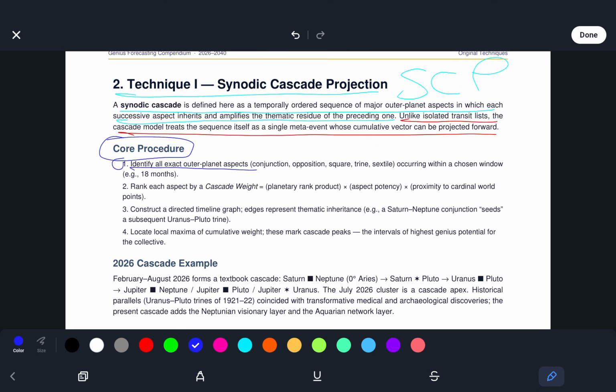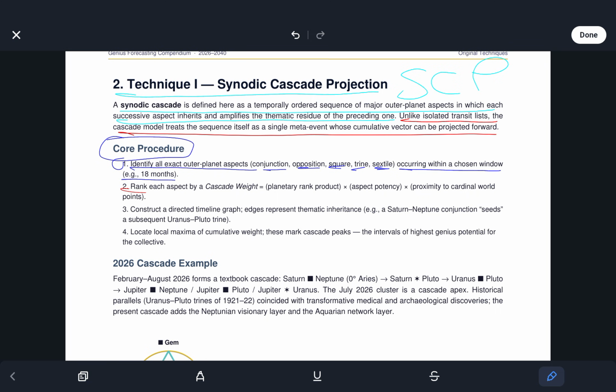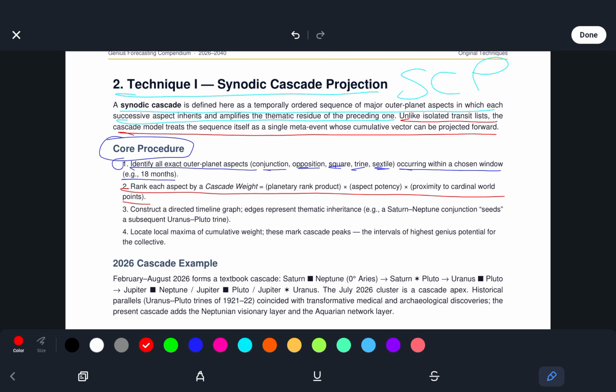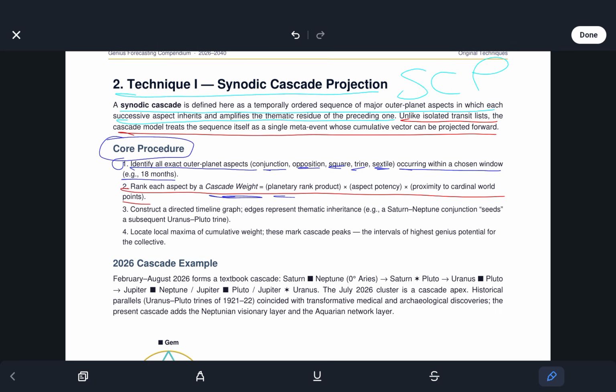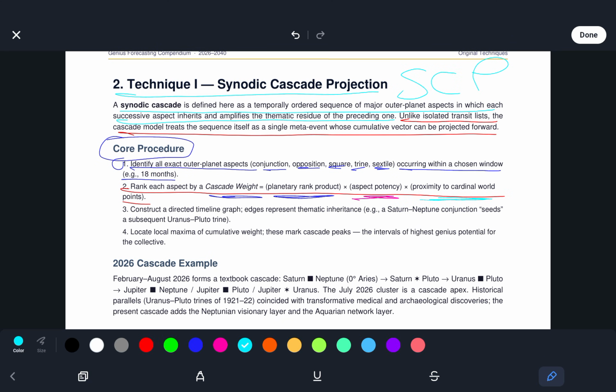Identify all exact outer planet aspects, conjunction, opposition, square, trine, sextile, occurring within a chosen window, for example, 18 months. Then rank each aspect by cascade weight. Cascade weight would be planetary ring product multiplied by aspect potency, multiplied by proximity to cardinal world points. Construct a directed timeline graph. Edges represent thematic inheritance. For example, Saturn-Neptune conjunction sees a subsequent Uranus-Pluto trine.